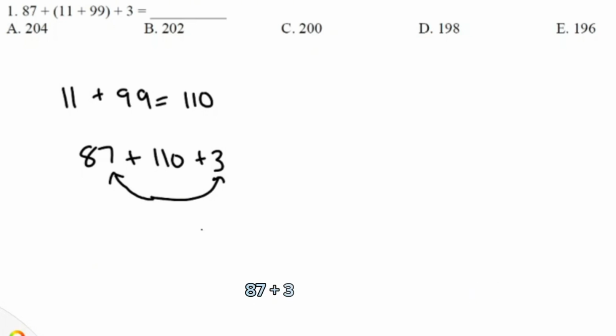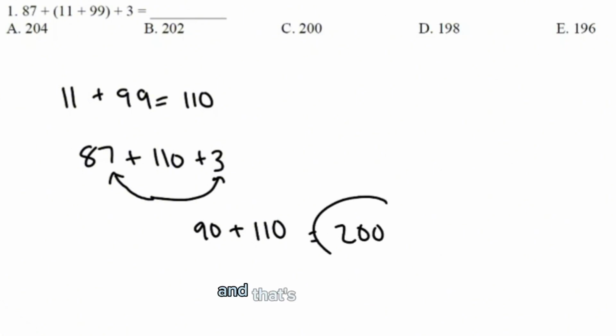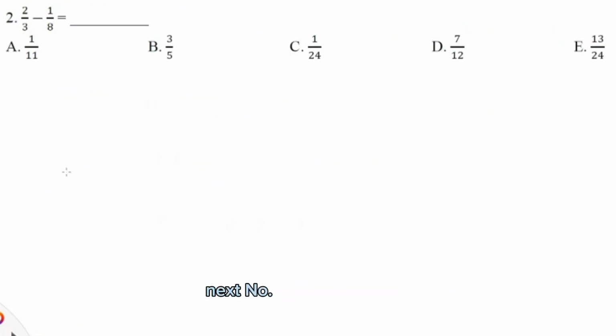Alright, 87 plus 3 is just 90. Now you have 90 and 110. That is just 200. And that's your answer. Next, number 2.